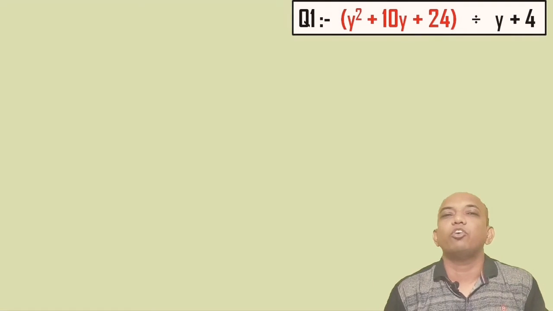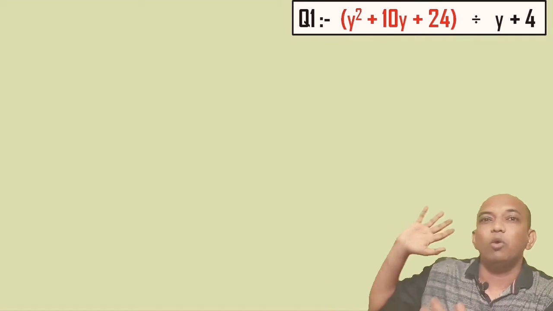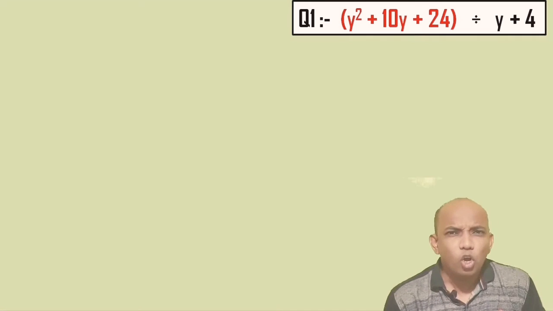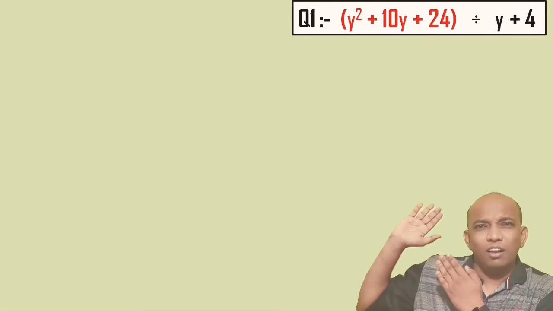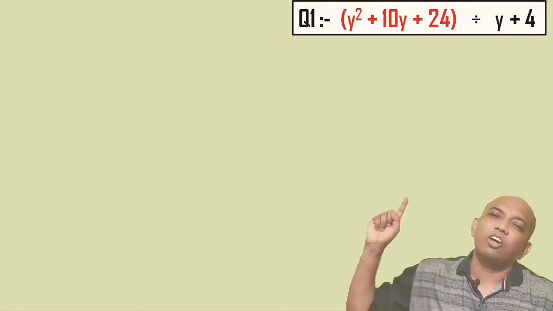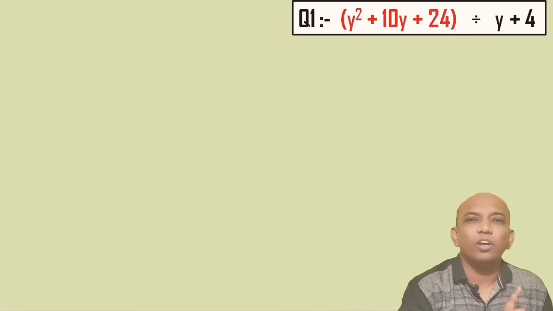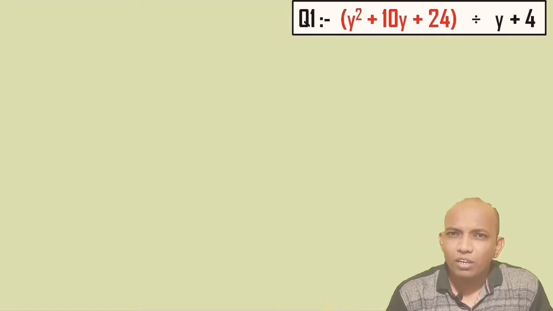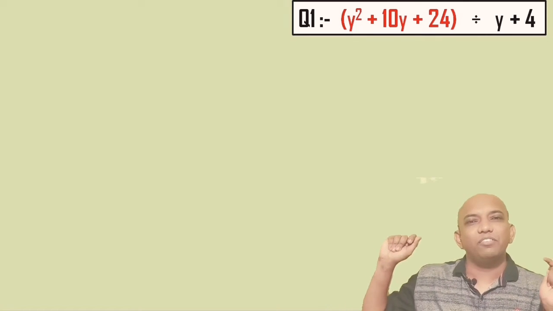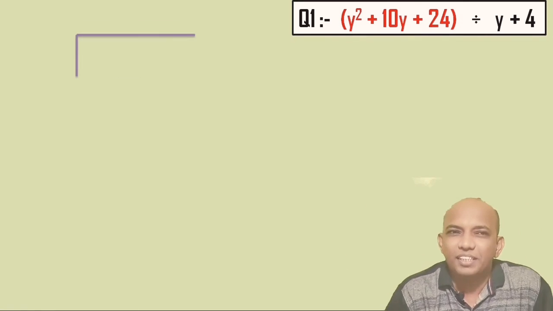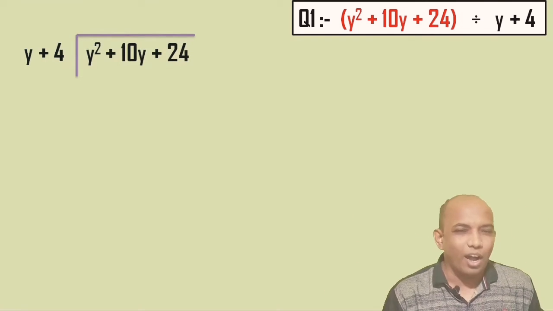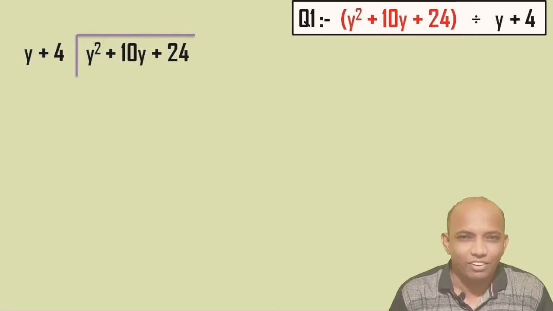The question is y square plus 10y plus 24, and it is divided by the binomial y plus 4. Now we are going to observe: are these terms arranged according to the descending order of the power? Yes. Is there any missing power? No. So we are ready with the division, where y plus 4 will be the divisor and the dividend y square plus 10y plus 24 will be written inside, right?